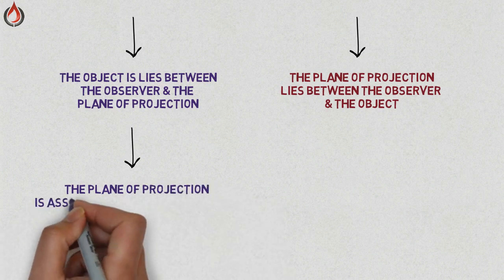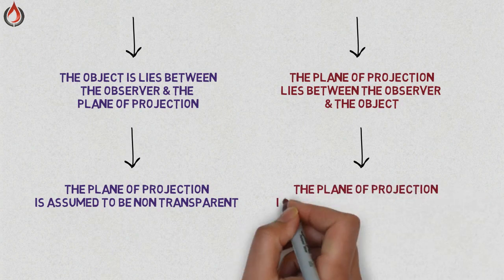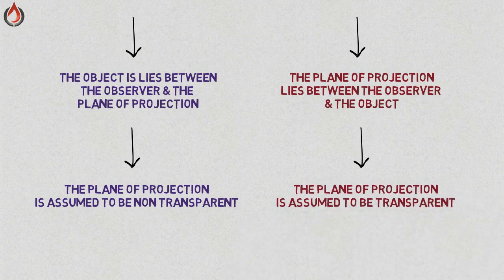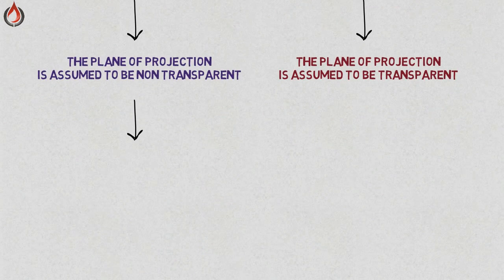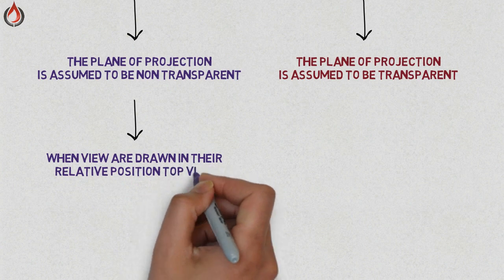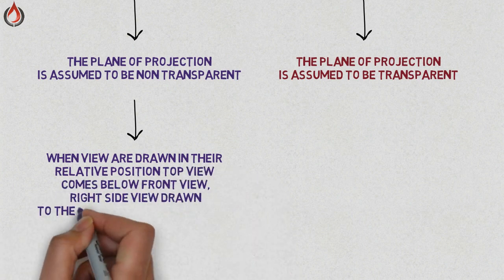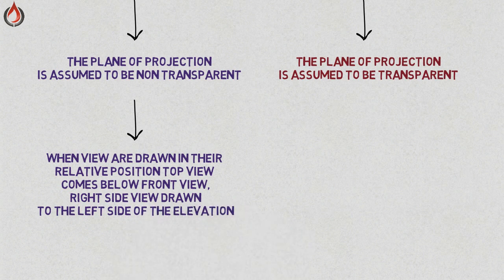In first angle projection, the plane of projection is assumed to be non-transparent. In third angle projection, the plane of projection is assumed to be transparent. When views are drawn in their relative position, in first angle the top view comes below the front view, and the right side view is drawn to the left side of the elevation.